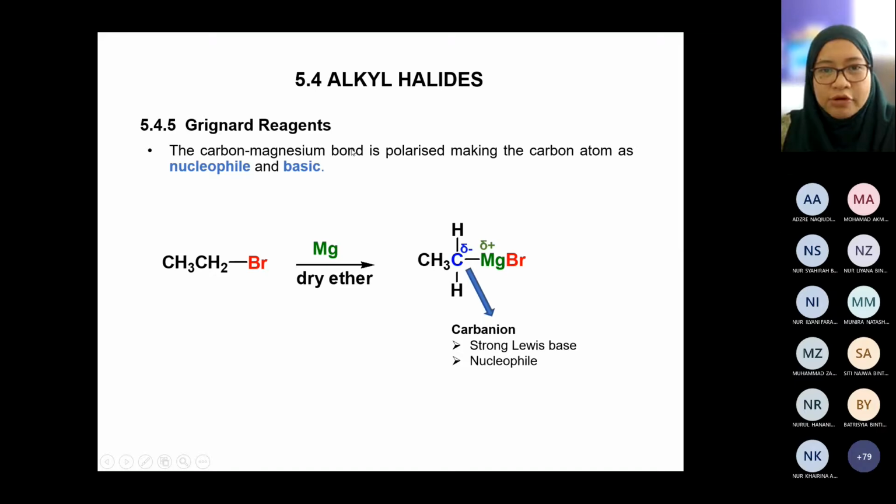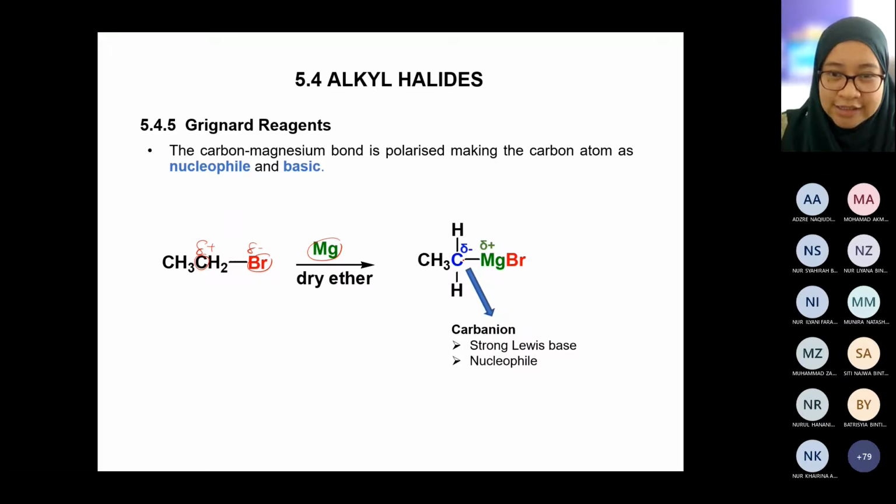So the carbon magnesium bond is polarized, making the carbon atom nucleophilic and basic. Okay, so CH3CH2Br. Normally bila dekat sini, ni akan positif, this one akan negatif, right? So this carbon will be electrophile sebab dia bind directly to bromine. When it combines with magnesium, we know that magnesium is metal and metal is electropositive, right?